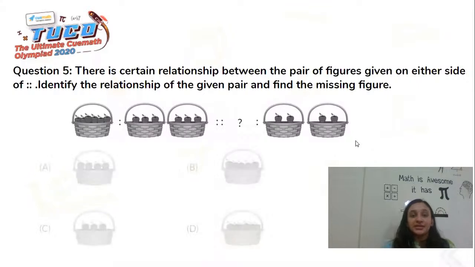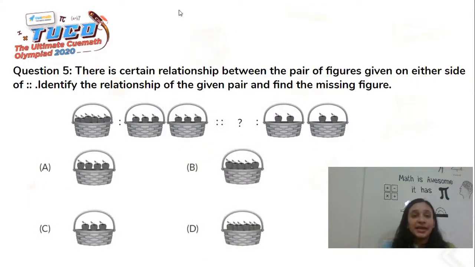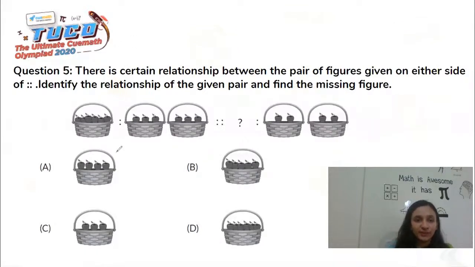Okay, so these are the options here. Again, we have the first pair which is complete, having both the objects in place, but the second pair doesn't have the first object. We'll first have a look at how they are related to each other.